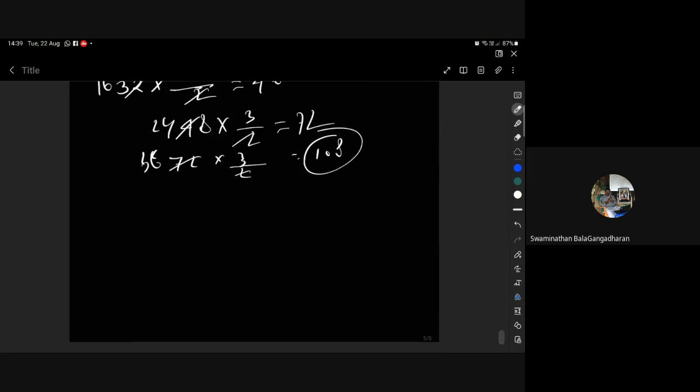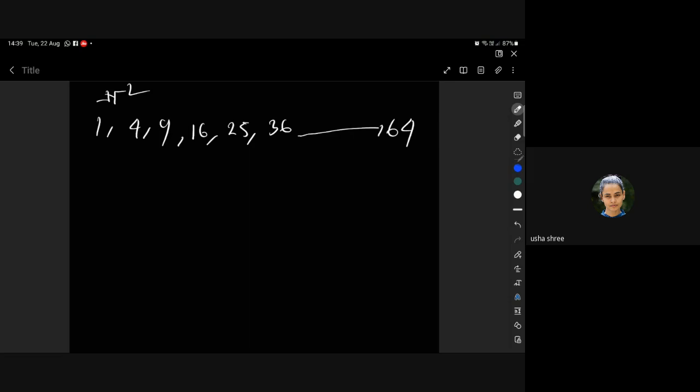Okay. Now moving to the next pattern. Suppose if I ask you 1, 4, 9, this is another pattern. This is called n square pattern. You have to remember the square of the numbers. 16, 25, 36. Then what will be the next number? 49.